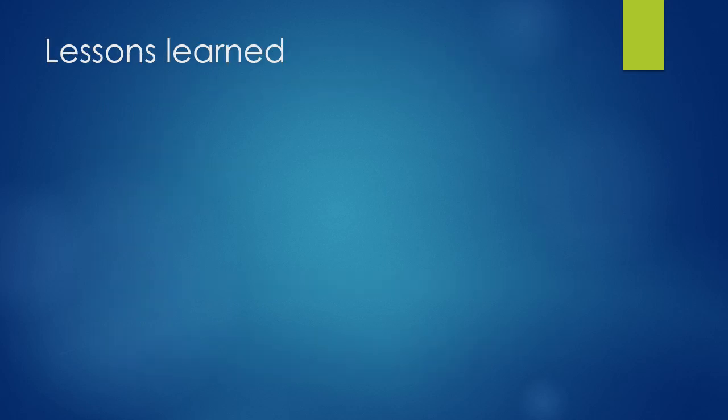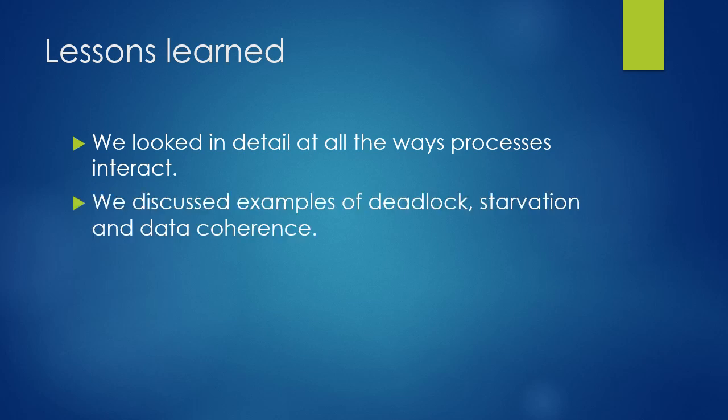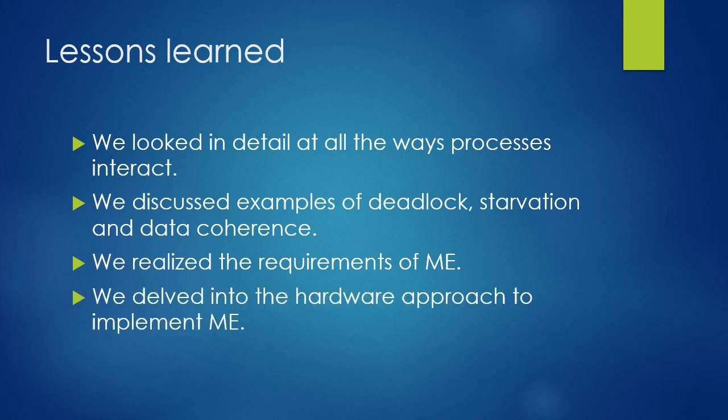So what did we learn today? We looked in detail at all the ways processes interact. We discussed examples of deadlock, starvation, and data coherence. We realized the requirements of mutual exclusion. We delved into the hardware approach to implement mutual exclusion.